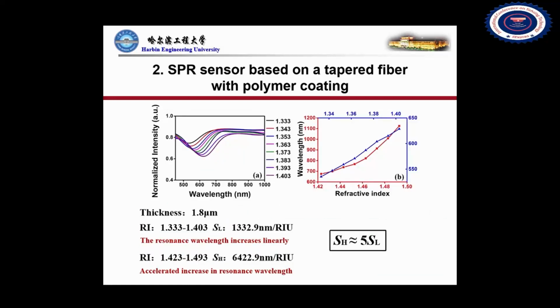We set the coating thickness to 1.8 micron and test the sensitivity when the refractive index is in the range of 1.333 to 1.403. In the low refractive index range, the resonance wavelength increases linearly, and the sensitivity is 1332.9 nanometer per refractive index unit. In the range of high refractive index, the sensitivity is 6422.9 nanometer per refractive index unit, which is about 5 times the low refractive index sensitivity. Because the refractive index of the sample to be measured is closer to the waveguide refractive index, and the refractive index sensitivity of the SPR is higher when the measured refractive index is closer to the phase matching point.